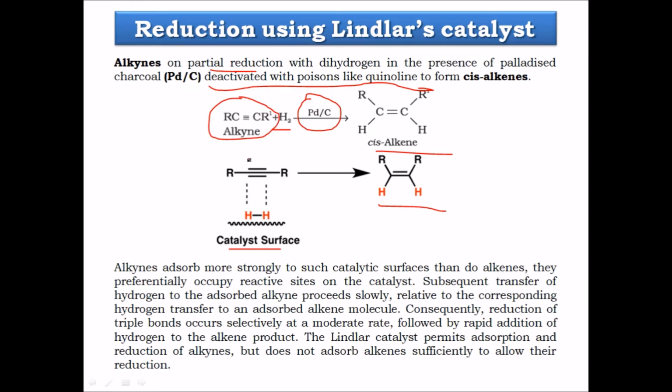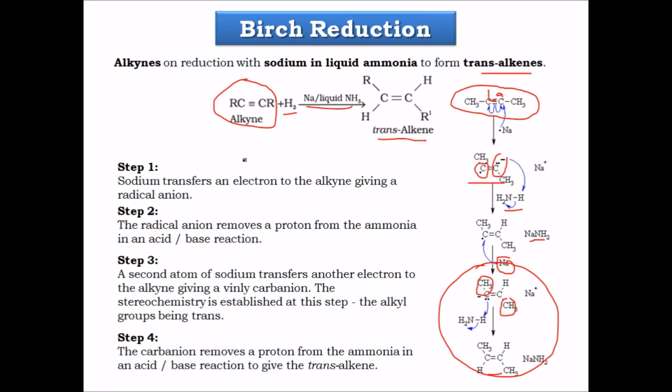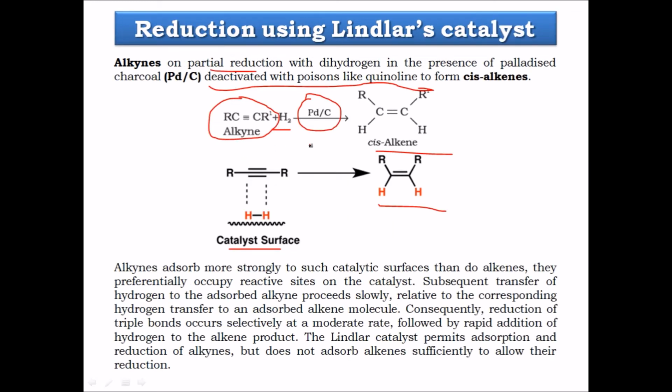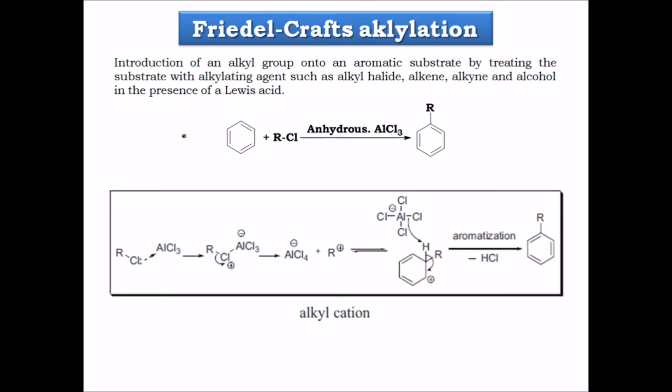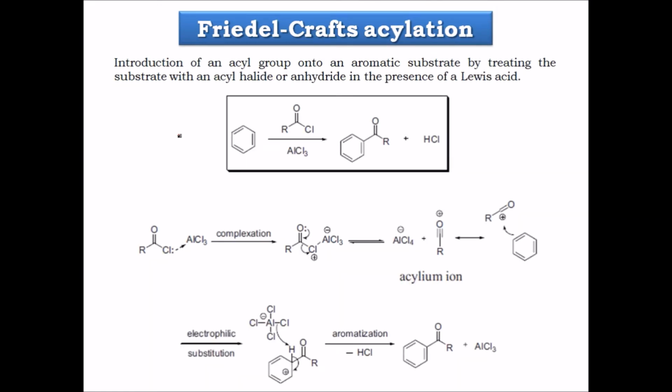This is regarding preparation of alkenes by using two methods. One is Birch reduction, and the second one is by using Lindlar's catalyst. This is preparation of alkenes. The next reaction we have is Friedel-Crafts alkylation. Here also we have two similar reactions.